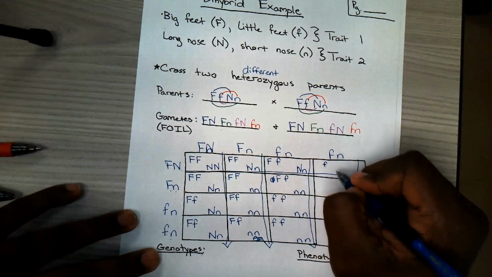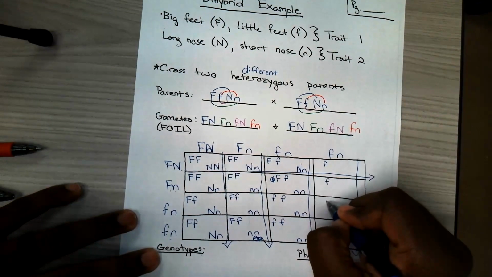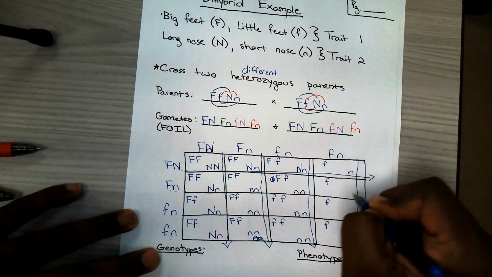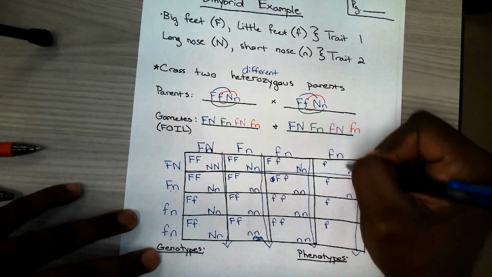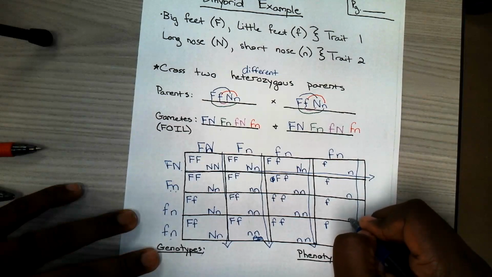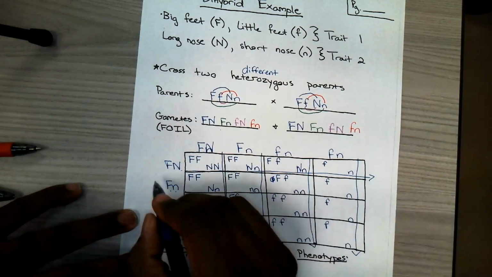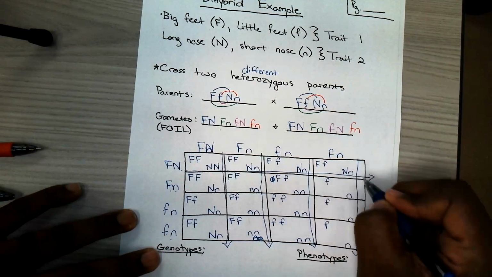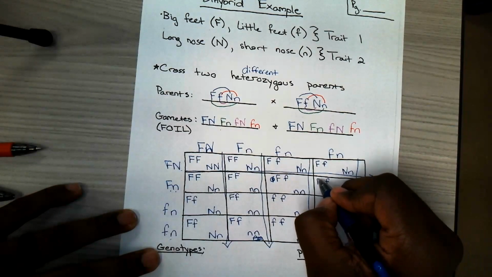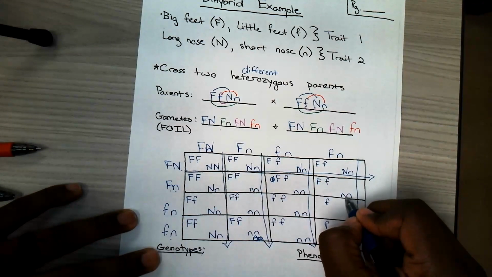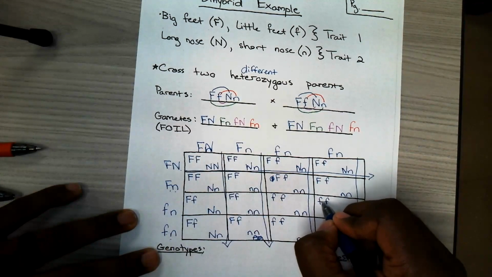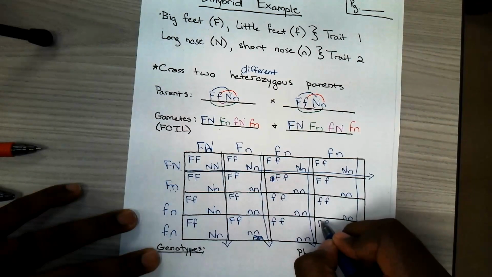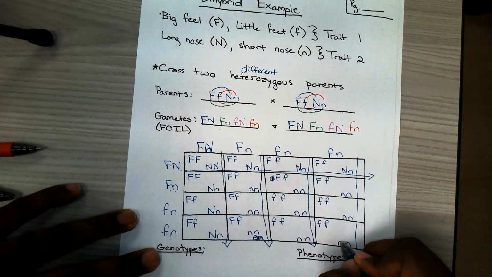I'm going to write all my little f's coming down and all my little n's coming down because I know this is going to be in every box. Now let's look at what's coming across. Big F, big N, big F, little n, little f, little n, and then little f, little n.